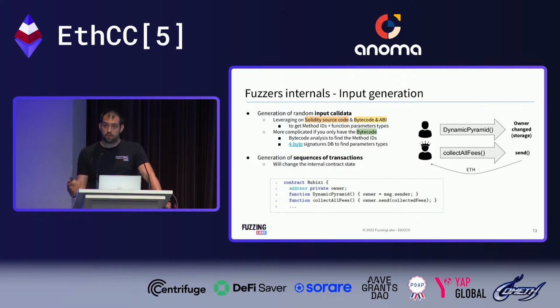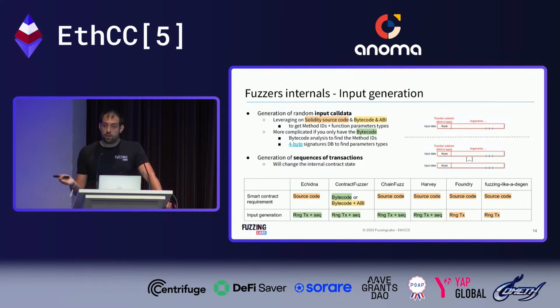Then we can generate sequences of transactions. That's something really important and not done by all the fuzzers. The main idea is, since after each transaction you will modify the internal state of the contract, by doing a sequence of transactions, you will be able to trigger some part of the code and some state that was not discovered previously. A tiny example is the famous Rubik C contract. In that case, if you wanted to exploit this contract, you first needed to call the dynamic pyramid function and then collect all fees. If you were just calling one function at a time and resetting the state of the smart contract, that's typically a vulnerability that you will not be able to find automatically by using fuzzing.